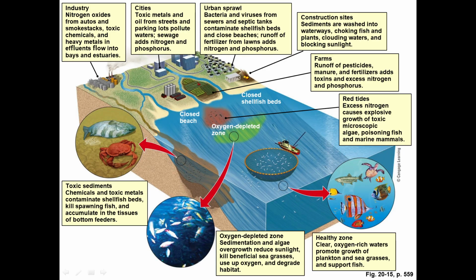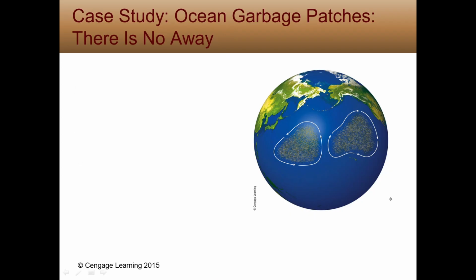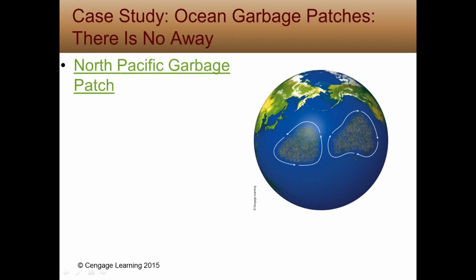So this kind of details some of the things we talked about. Dumping, oxygen depleted zone. Red tides are similar to cultural eutrophication, but a very specific type of algae. This goes back to like HIPCO with the ocean as well. You see the fishing issues right here as well. And then the last thing before oil spills, which I'm going to save, is garbage patches.